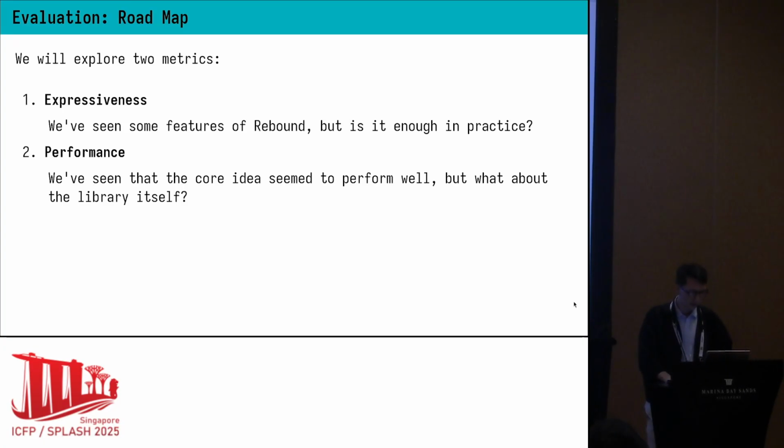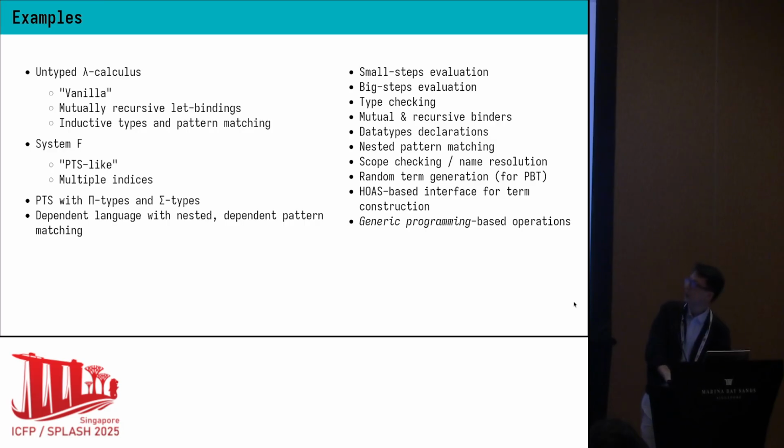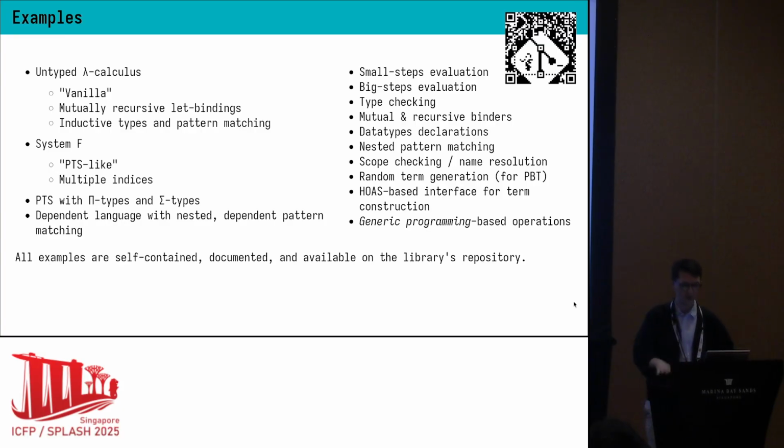So, regarding the first question, we've implemented many different calculi using Rebound. The list is on the left, and the, let's call them features used by one or more of these calculi are listed on the right. And of course, all of these examples are self-contained, documented, and available on our GitHub repository. I just want to quickly highlight one of these features on the right. It's going to be the very last one.